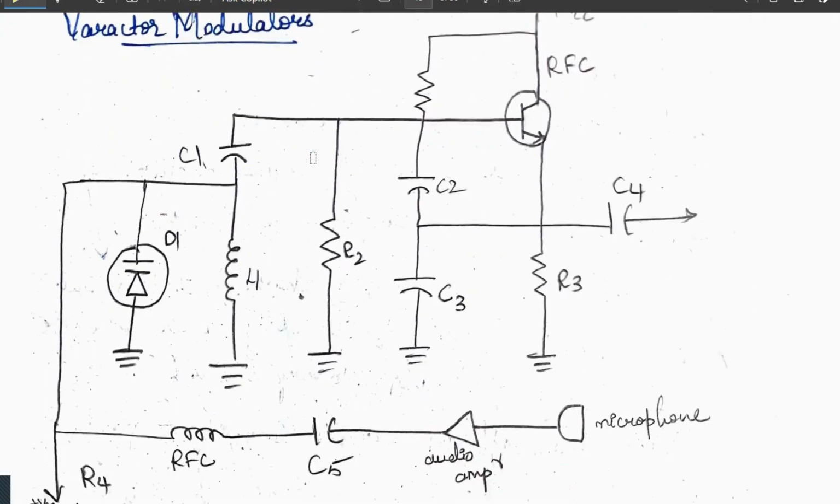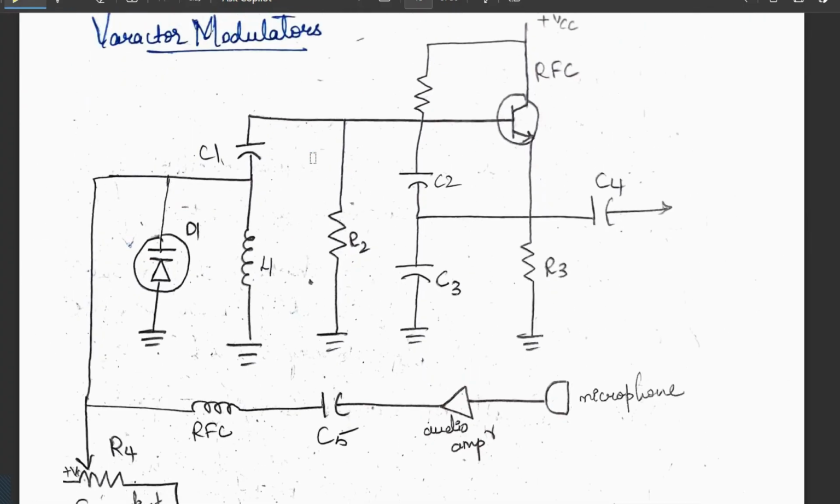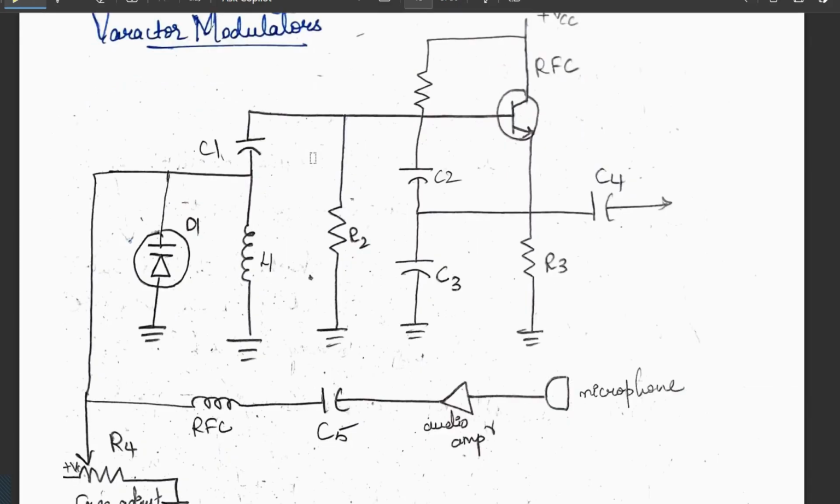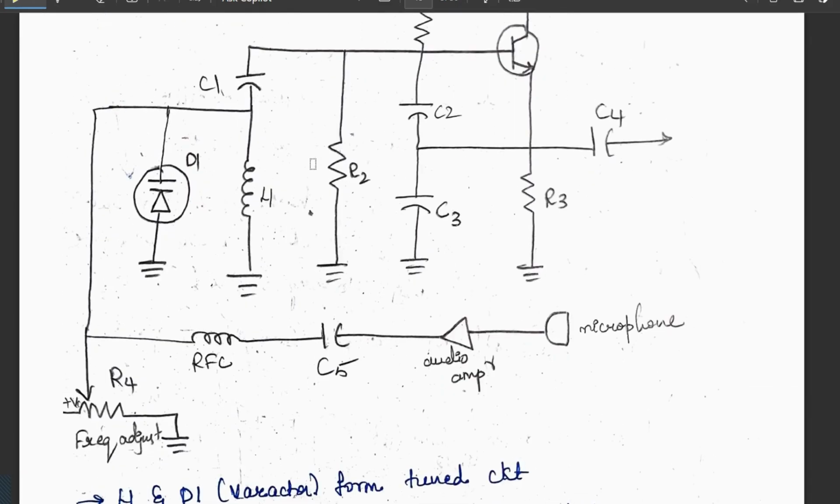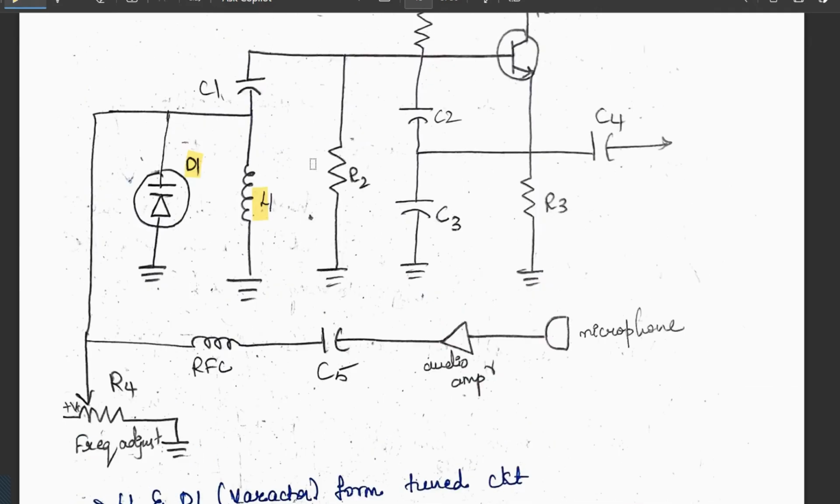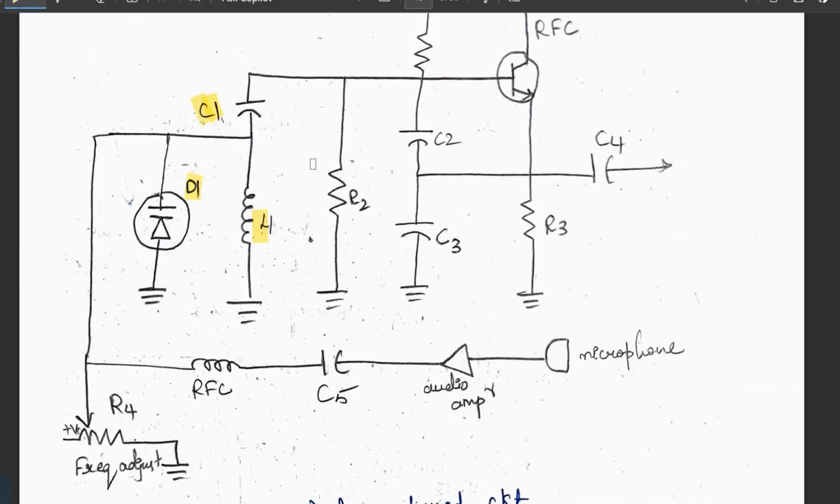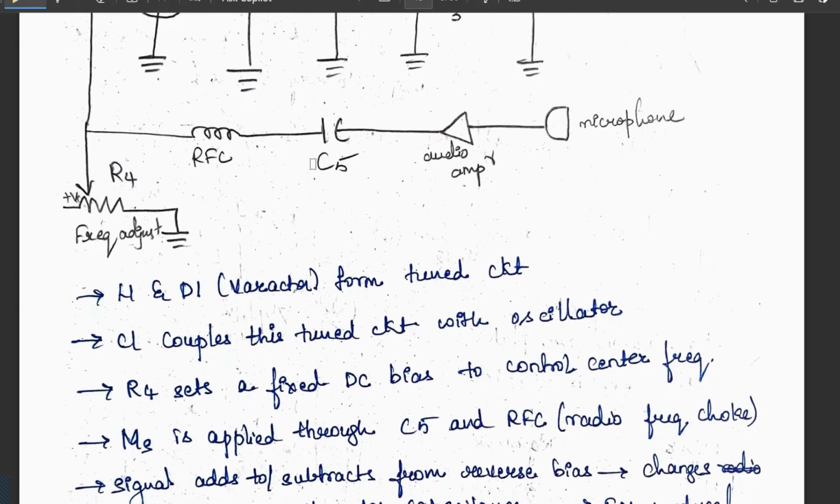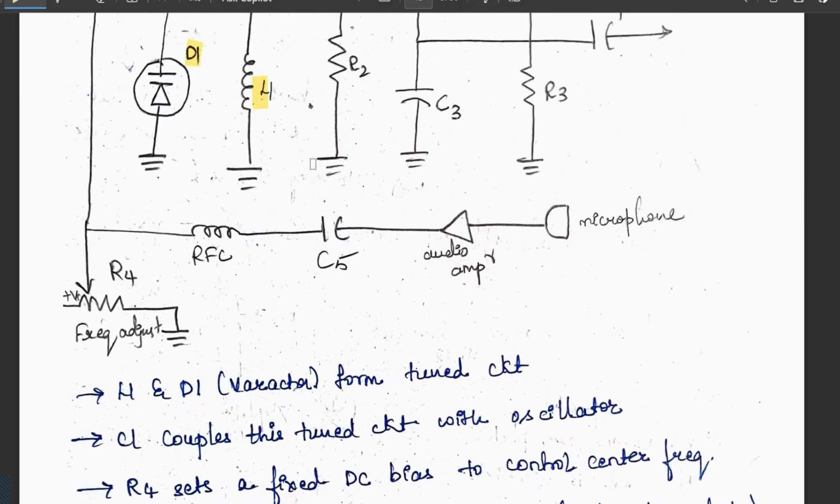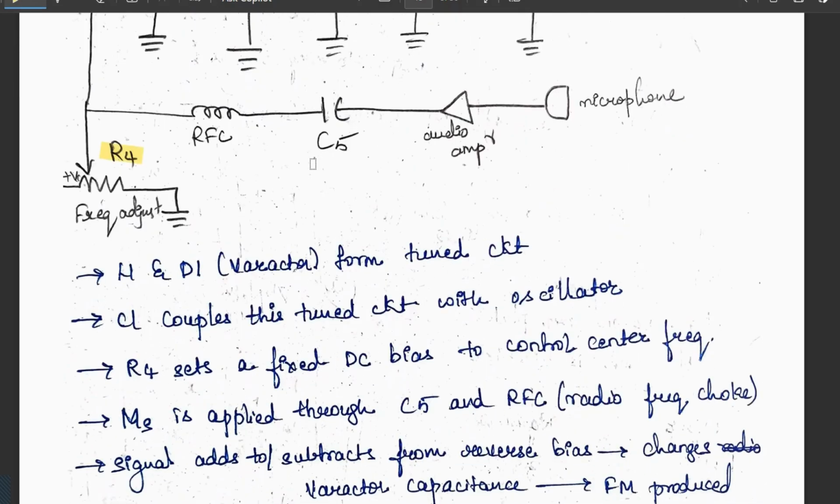Varactor modulators are our first application after the diode. Here is a circuit diagram. Firstly, we are using L1 and D1, our varactor diode, which form the tuned circuit. C1 couples the tuned circuit with the oscillator. Next, R4 sets a fixed DC bias to control the center frequency. Here is our R4, which does this work.